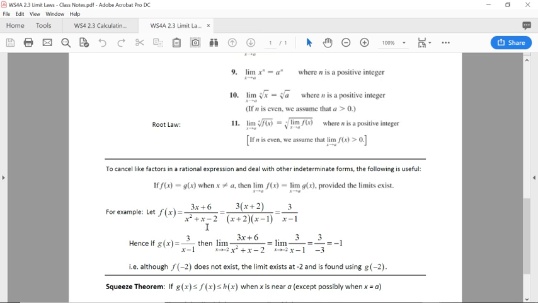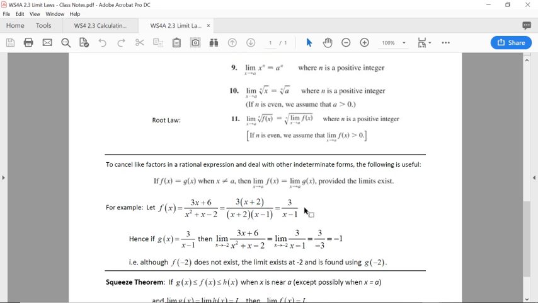So again, the graph of f of x and the graph of 3 over x minus 1, which we can call g of x, are the same as each other except where x is equal to negative 2. And if that's the case, then if we take the limit as x approaches negative 2 of f of x, it's going to be the same as the limit of g of x as x goes to negative 2. And that's the technique that we've used previously with removable discontinuities.